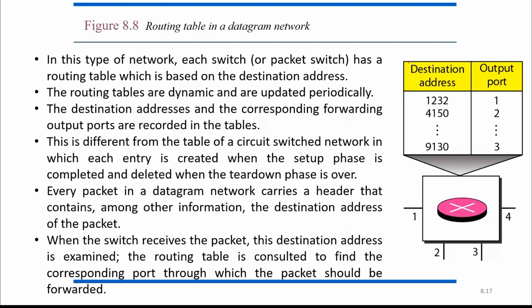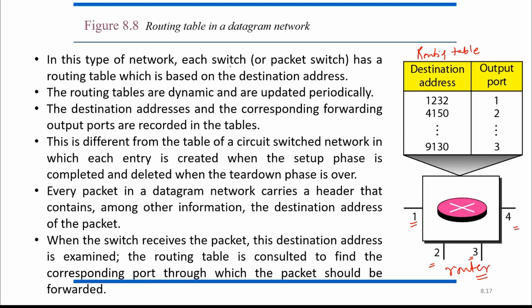Each router in datagram networks basically has a routing table. A single router will have ports, port 1, 2, 3, and 4. In the routing table, it has the destination address and the output port. For a particular packet that is coming, at what destination it needs to be delivered and through which port it will be delivered. That is the routing table.